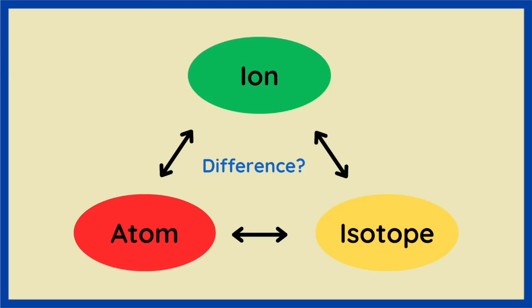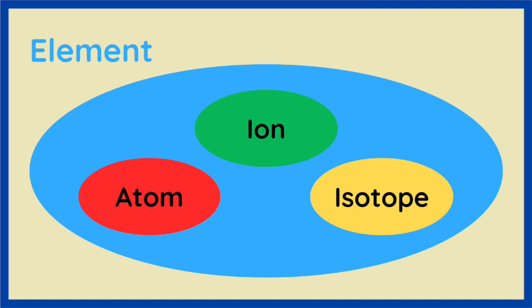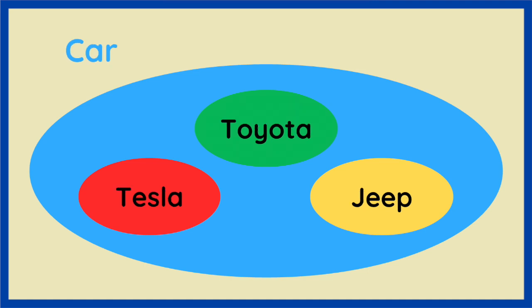What exactly is the difference between an ion, an atom, and an isotope? Well, one thing you must know to understand this is that atoms, ions, and isotopes are all different types of an element. Element is the umbrella term, sort of how Toyota, Tesla, and Jeep are all types of a car.